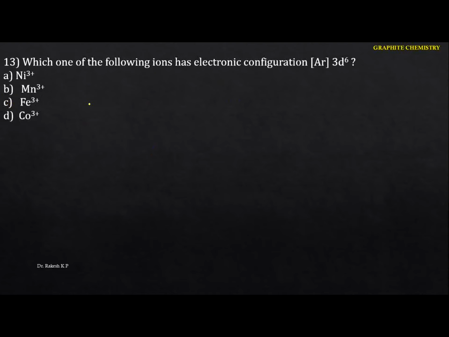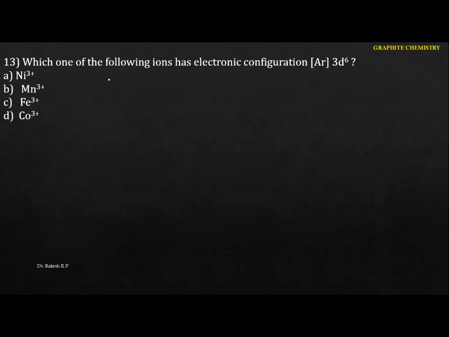So which one of the following ions has the electronic configuration argon 3d6? Okay, now see, this is a direct question. Which of the following ions has the electronic configuration argon 3d6? Let me write this one here.